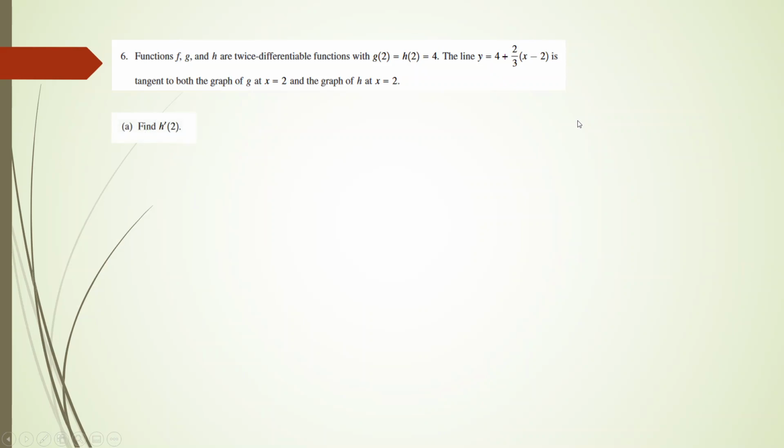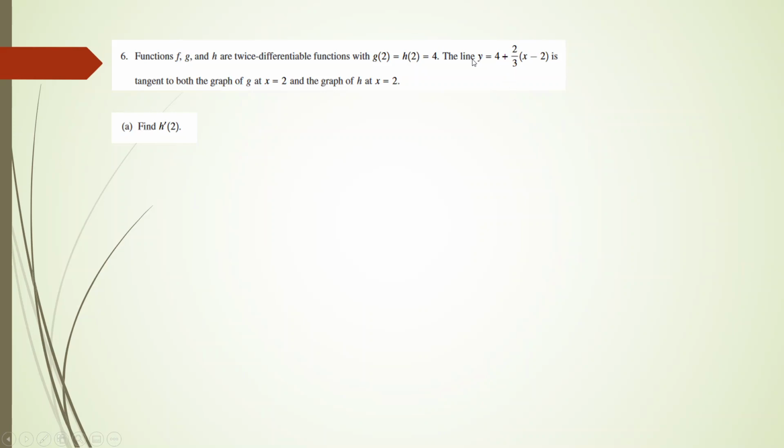So speaking of part A, it asks us to find h prime of 2, which normally you would just derive a function and plug in 2 and get your answer. But you notice, of course, that they didn't give us an actual function for h. So we can't do that, which means we need to look at other information we've been given.